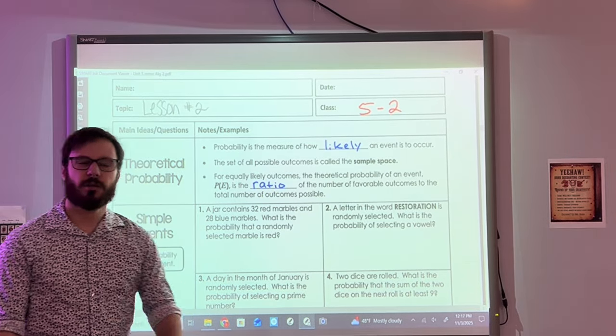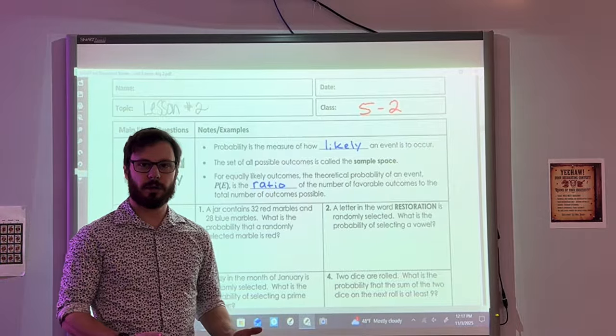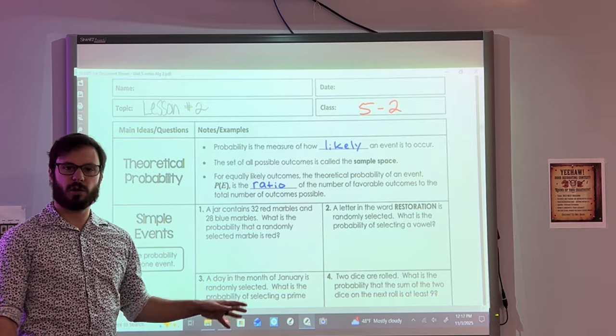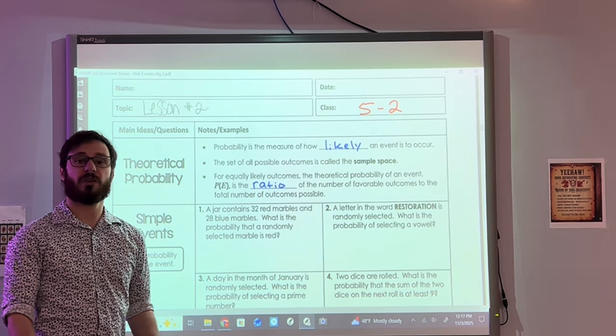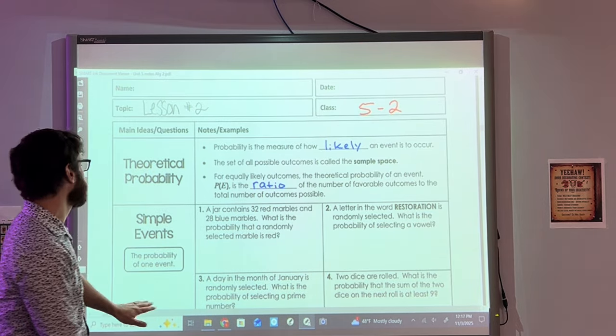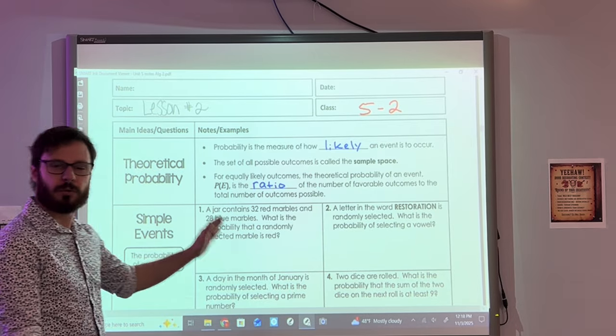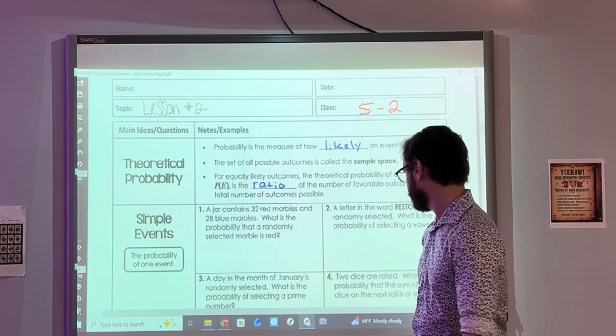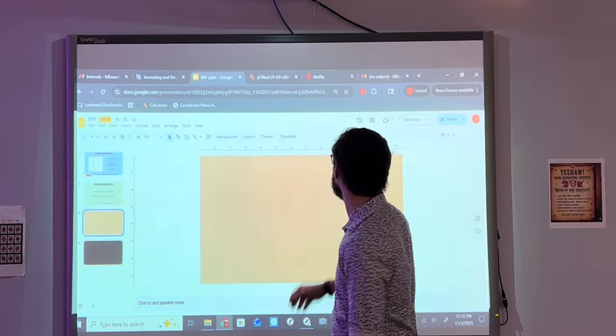Lesson 2 is kind of a review of what we did last year in geometry. None of the topics in this lesson are 100% new, so maybe we're just dusting off some old skills. But before we get to theoretical probability, I wonder if anyone figured out why 0 factorial equals 1. So let's figure that out before we move on.